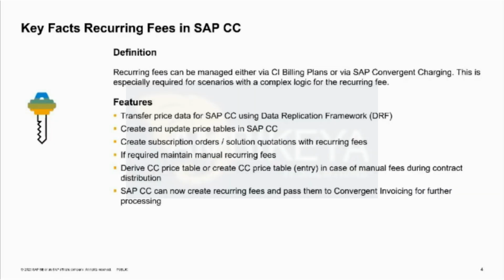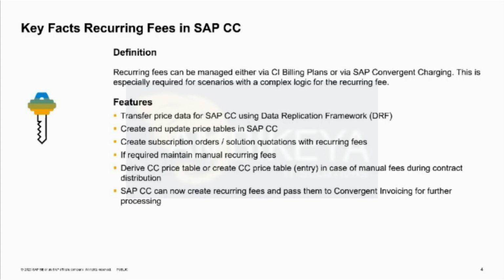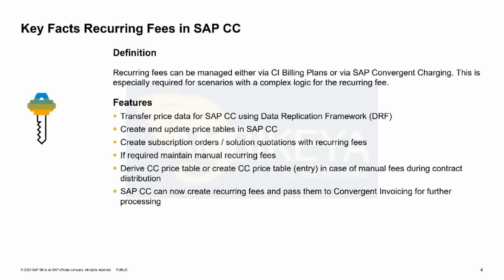In the former releases, so until the 2020 release, we could deal with recurring charges, but only when we use CI billing plans. Now, the old logic, which you may know already from CRM and Business Suite, is back. So we can now also use recurring charges in SAP conversion charging again. And this functionality is especially required for a scenario where we have a complex logic for the recurring fees, which is maybe even dependent on the usage fee on counters or things like that. For simple recurring fees, you still can and shall use CI billing plans.